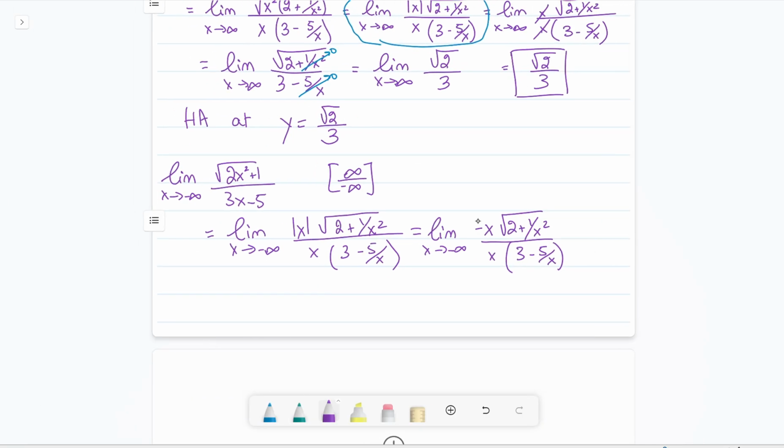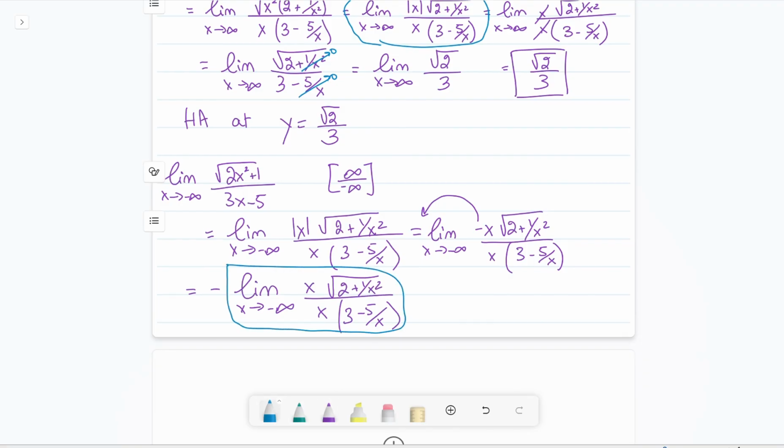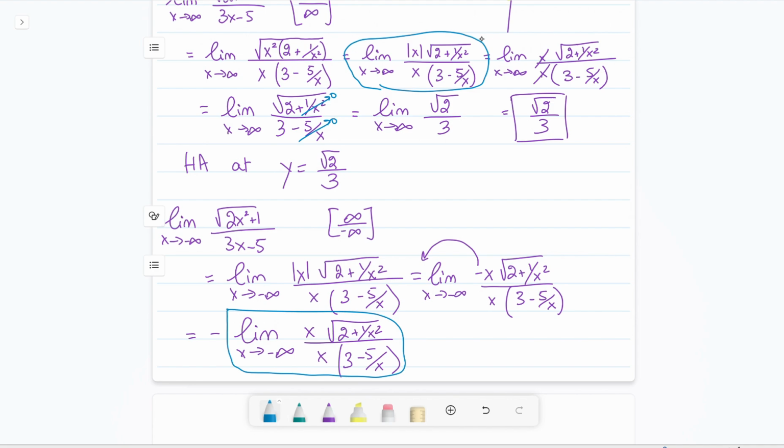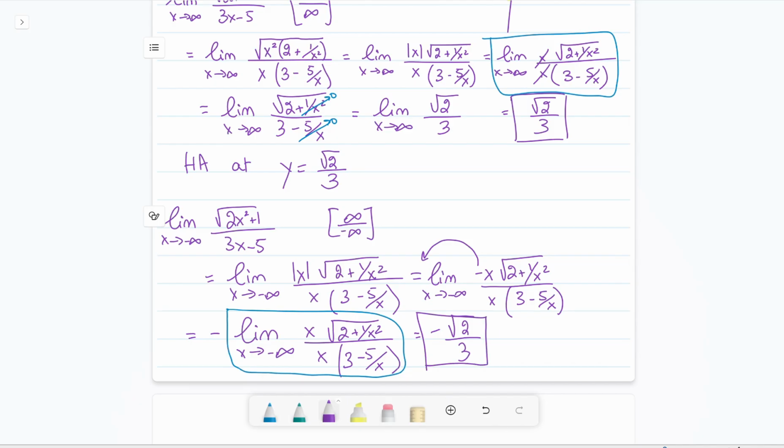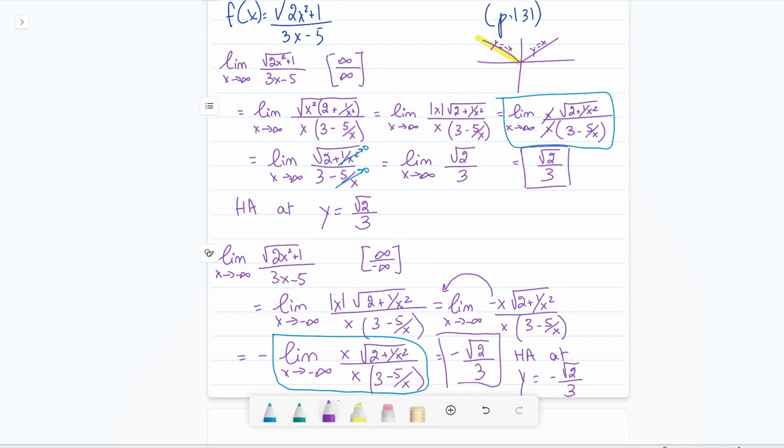And now I can move the constant outside using limit laws. So this is the same limit that we found earlier up here. And this limit gave us square root of 2 over 3. So now we get negative square root of 2 over 3. So yes, we also have a horizontal asymptote at y equals negative square root of 2 over 3.